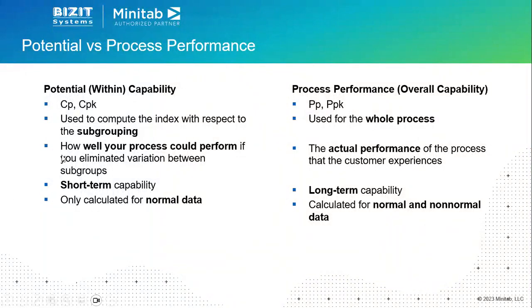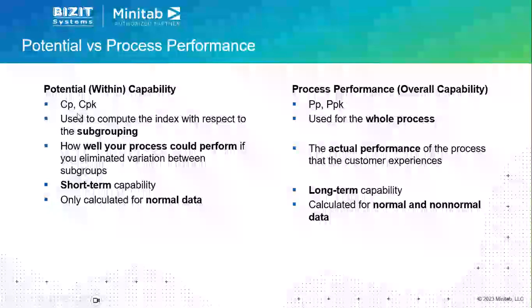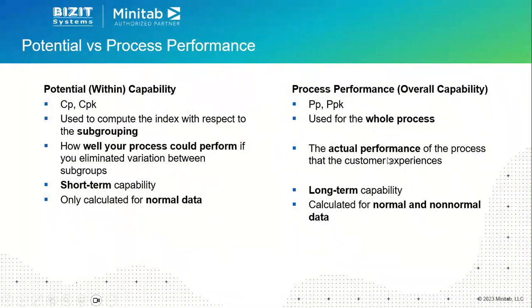So CP and CPK are shown for subgrouping, and for PP and PPK you hold the whole process itself. If your data is a normal data set, you can calculate CP and CPK. But for PP and PPK, if your data set is a non-normal distribution, let's say a variable distribution, you will get the PP and PPK values. So this is the difference between potential within and overall capability: CP, CPK, PP, and PPK.